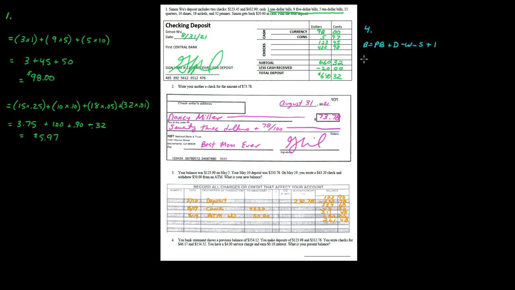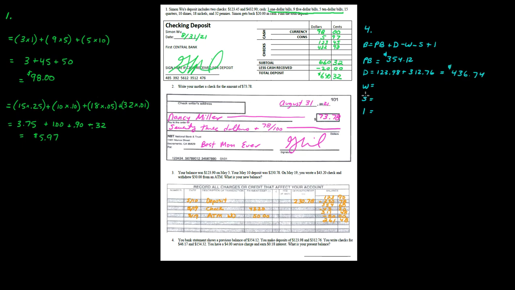So given what I know here, I have my PB, my D, my W, my S, and my I. So my PB in this case, it says is 354.12. And then it says that my deposits are 123.98 plus 312.76 for a total of 436.74.